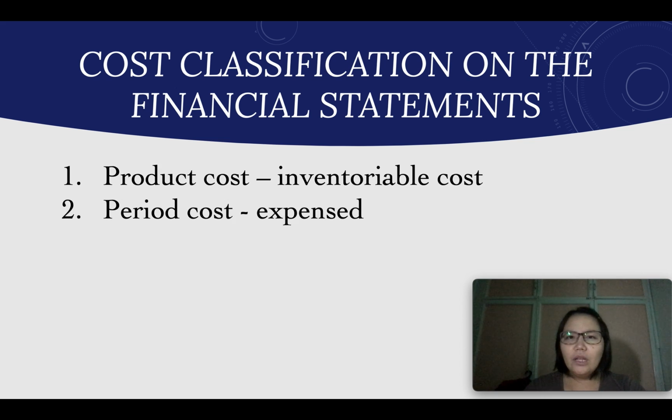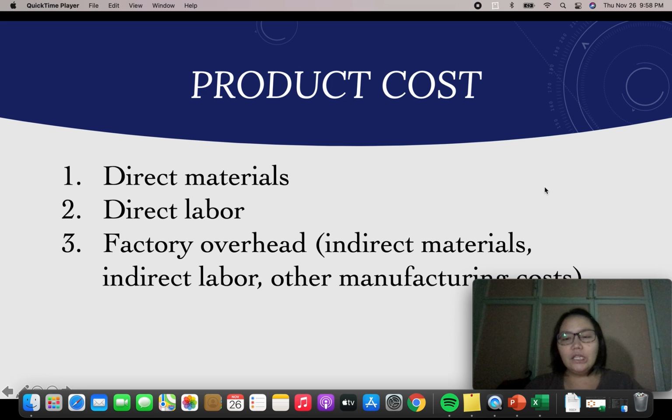Okay? Another cost classification as far as the financial statements are concerned is the product cost, or inventoriable cost, and the period cost, which is expensed outright. Product costs are the costs that we capitalize as part of our inventory. Period costs are our expenses. There are three types of product cost. Number one is the direct material. We also have direct labor and factory overhead. The factory overhead includes indirect materials, indirect labor, and other manufacturing costs.